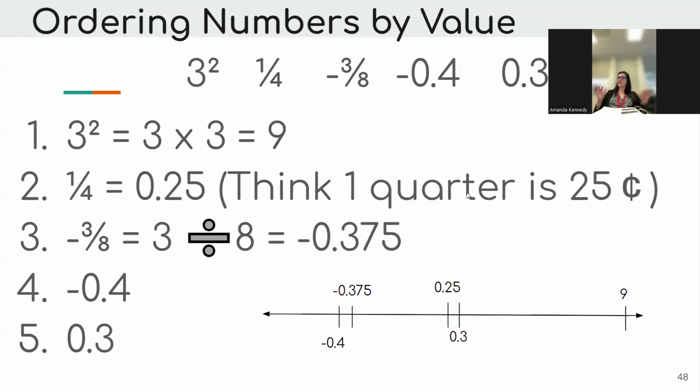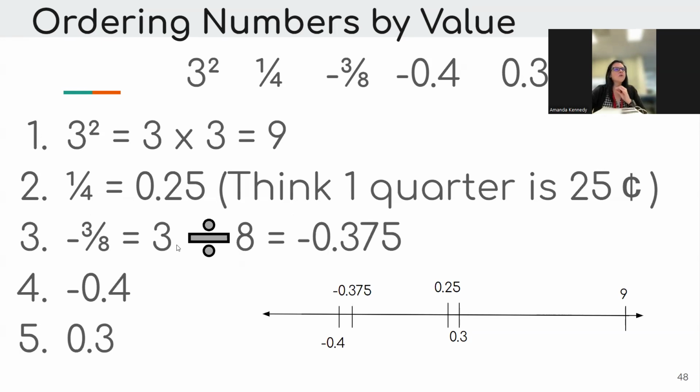Okay, so we have a lot of mixed numbers here, but don't freak out. We have 3 to the second power. We have 1/4, I'm already thinking money. We have -3/8, negative 0.4, and 0.3. So remember that superscript means to the second power or squared. So 3 times 3 equals 9. We're going to put that over here on our little line. Okay. 1/4, I'm thinking a quarter, automatically 25 cents. So that goes right here.